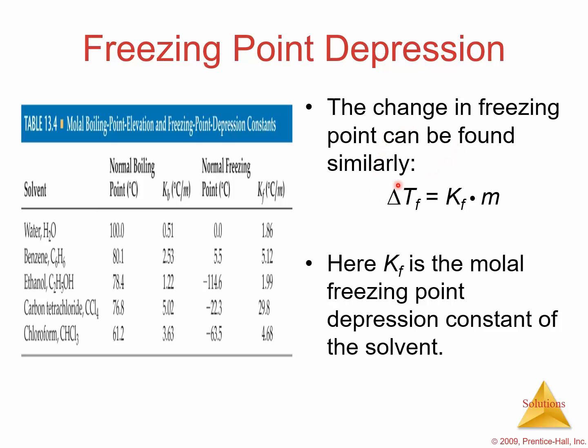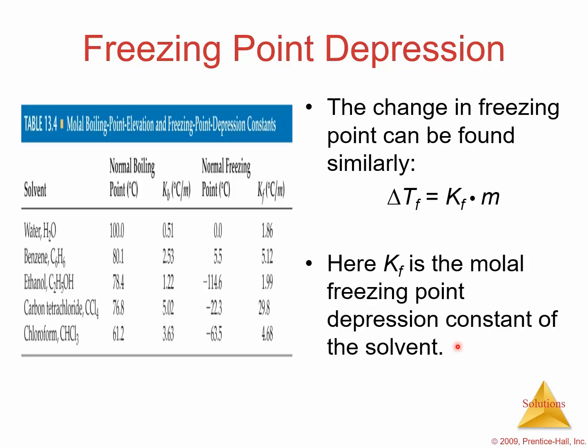The change in freezing point can also be found in a similar way. Delta Tf equals Kf times molality. The values of Kf are also found in the same table, and delta Tf is directly proportional to the molality. For example, Kf for water is equal to 1.86 degrees centigrade per molal. Therefore, a 1 molal aqueous solution of sucrose, or any other aqueous solution that is 1 molal in non-volatile solute particles, such as 0.5 molal NaCl, will freeze 1.86 degrees centigrade lower than pure water.